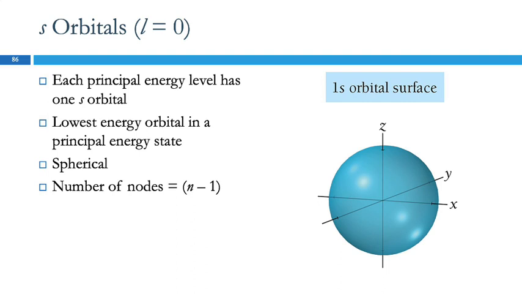Every principal energy level has an s orbital. It has one, because that's L equals 0. They all have L equals 0. That's going to be the lowest energy orbital in that level.